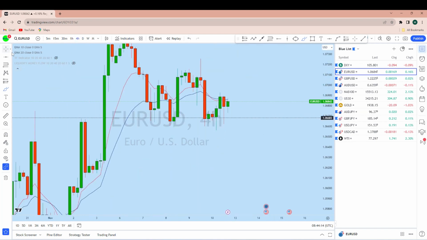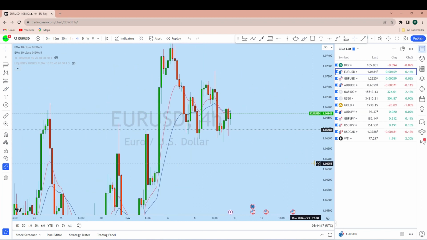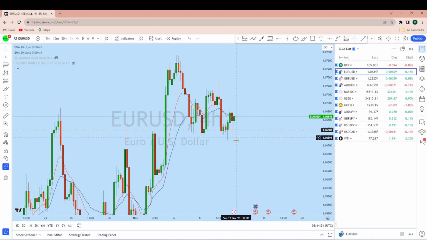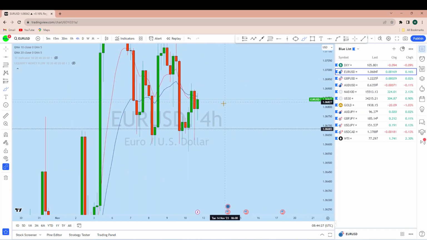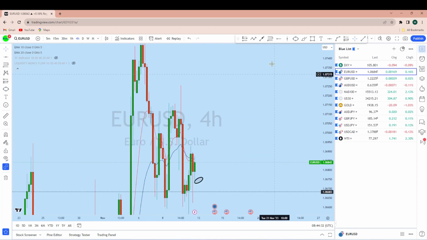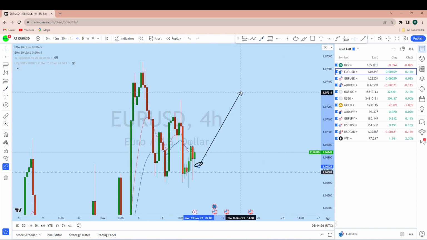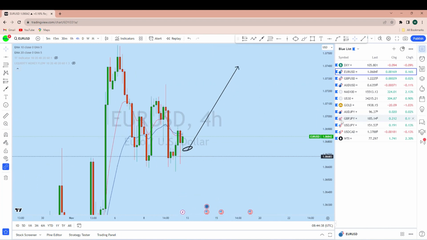Now looking at the intraday perspective on euro dollar, we can see that this is a long wick candle, and the price tested multiple times, gathering liquidity from this support level. I think that with the market opening we can expect a retest of this level, and from that zone we can expect euro dollar to give us another suitable bullish trading opportunity to create a new higher high.